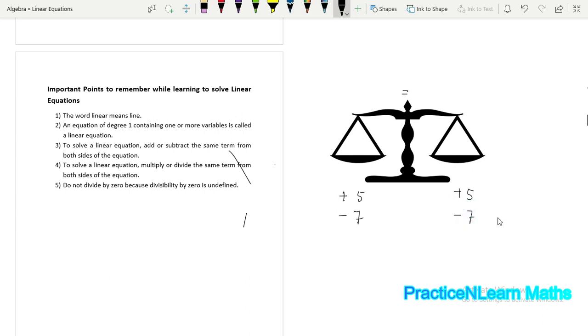To solve a linear equation, multiply or divide the same term on both sides of the equation. If I multiply by 10, I need to multiply by 10 on the other side too. If I divide by 5, I need to divide by 5 on the other side too. Do not divide by 0 because division by 0 is undefined.